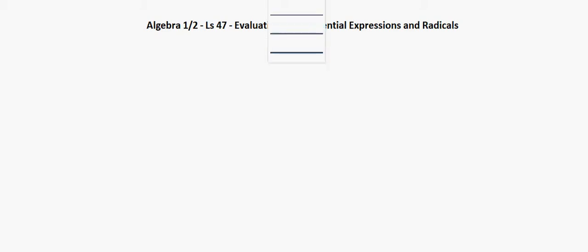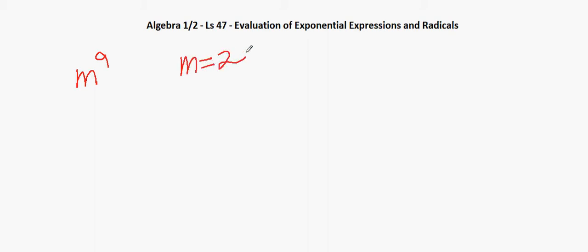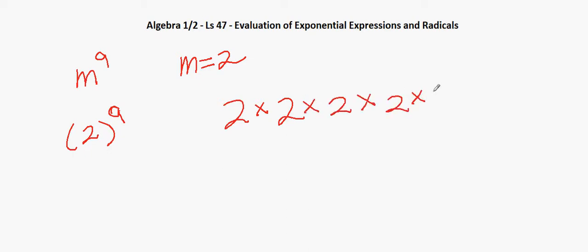What if we had m to the 9th or something? And we said, what if m equals 2? Then we know that it's 2 to the 9th. 2 being used as a factor 9 times. So 2 times 2 times 2, 9 times. 1, 2, 3, 4, 5, 6, 7, 8, 9. All right? It's going to be a pretty big number. You could punch it in your calculator if you want.